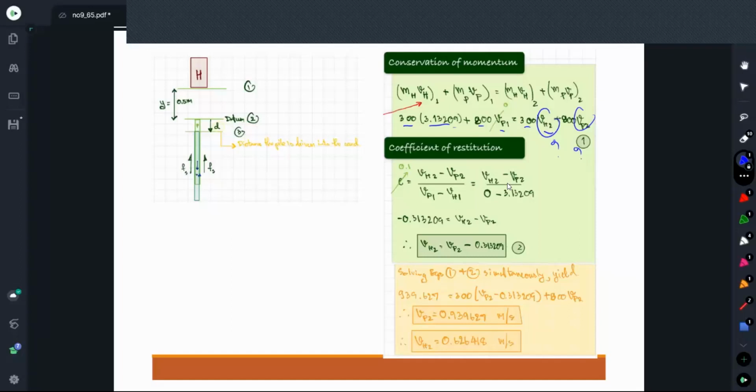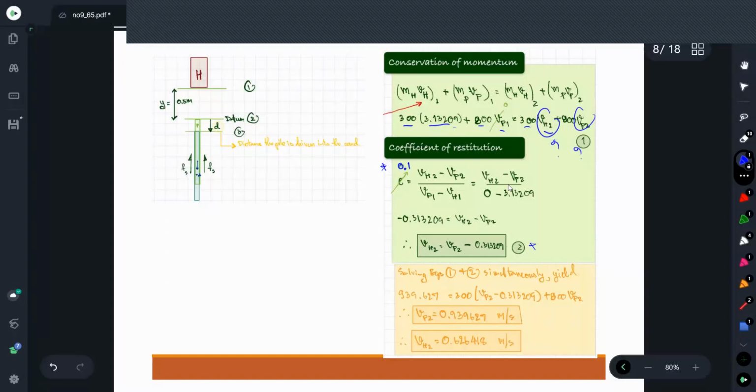The problem gives us that the coefficient of restitution is equal to 0.1. So we substitute in this equation, and we can have the additional equation. Now we have equations 1 and 2, and we solve these two equations. We obtain the velocity of the pile and the velocity of the hammer. You see that it is positive, right?